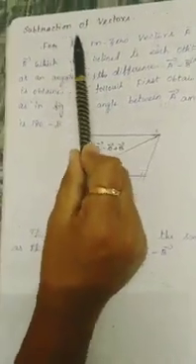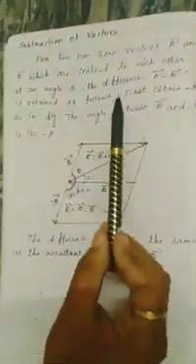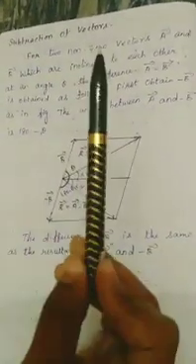Now let us see subtraction of vectors. Normally we can't add or subtract two vectors that have magnitude and direction, so we use the geometrical method. With the geometrical method, we can easily add or subtract two vectors.